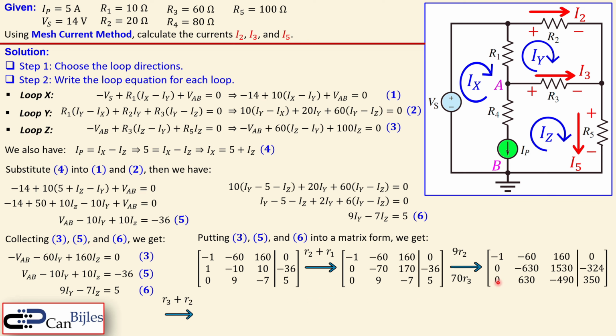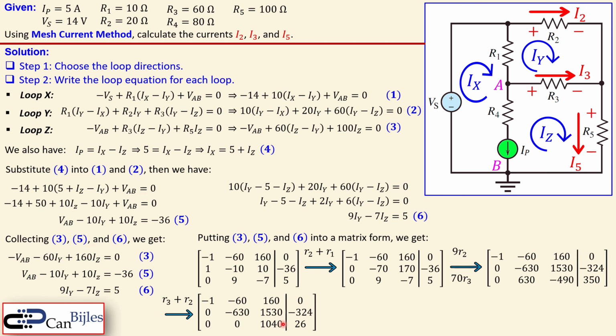So that means row 3 plus row 2, so row 3 will change and row 1 and row 2 will not. They will be unchanged, so you can just copy them first and then make a 0 here and then add them up here, minus 490 plus 1530, and also for the 350 plus minus 324. That's now the result.